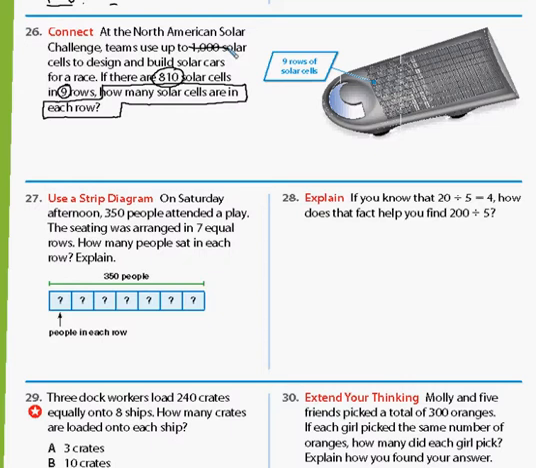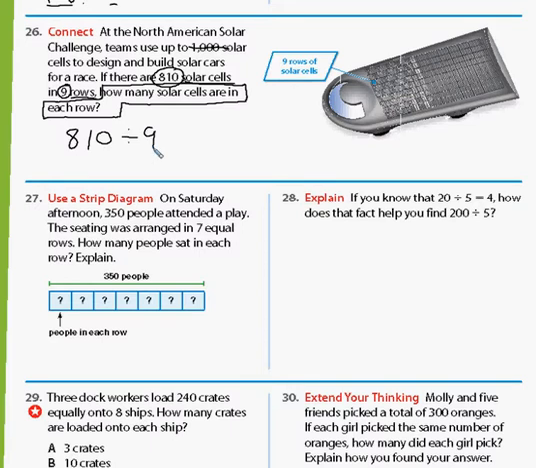I'm also going to look at my labels because I want to underline my labels. My labels for 810 is talking about solar cells, and the 9 is talking about rows. I got 2 different things, so that's telling me that I'm either going to multiply or divide to solve this problem. And there's 810 total, so I know my answer is going to be smaller, so I automatically know it's a division problem. So my division problem is 810 divided by 9.